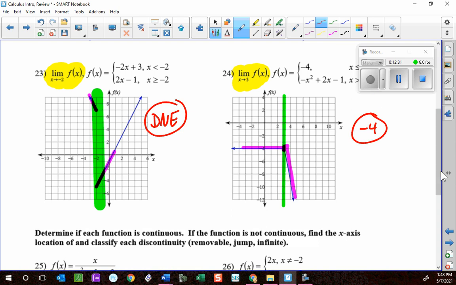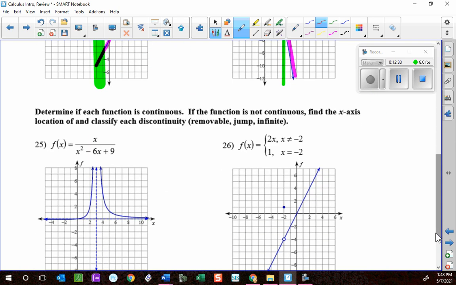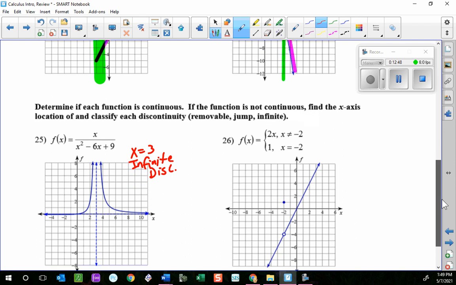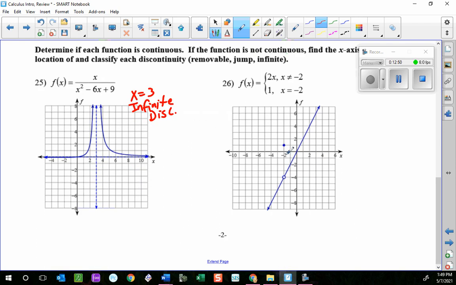All right, these next few, you're just going to tell me what kind of discontinuity that you see. So I see an infinite discontinuity at x equals 3. So x equals 3, infinite discontinuity. All right, here I see a hole happening at x equals -2. So x equals -2, I see a removable. Remember, removable is the hole.